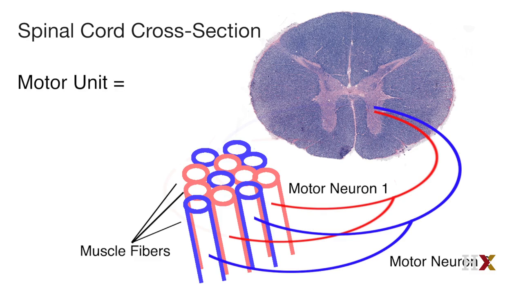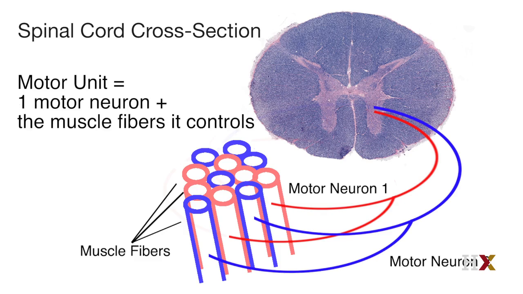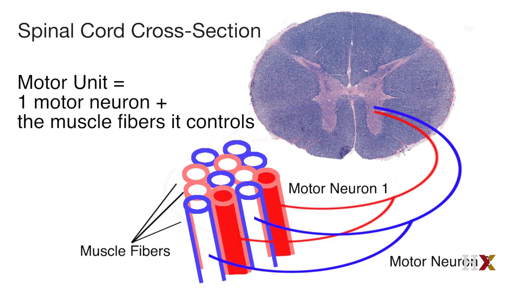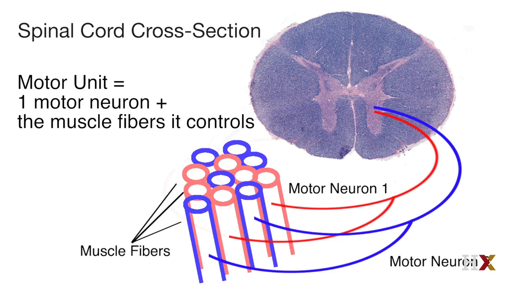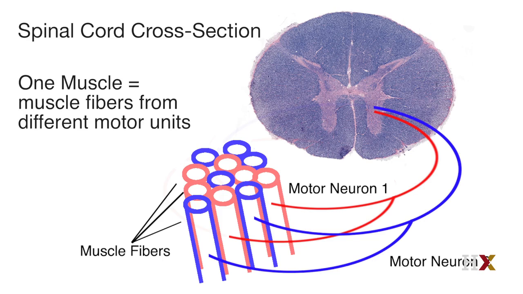In the schematic, the red motor neuron and the muscle fibers it contacts make up one unit, while the blue motor neuron and the muscle fibers it contacts make up another unit. An impulse sent down a particular axon, for instance the red axon, will drive activity in each muscle fiber that the axon contacts, every muscle fiber in the motor unit. There are many more muscle fibers in a single muscle than are innervated by a single motor neuron. Thus, every muscle consists of muscle fibers from multiple different motor units.